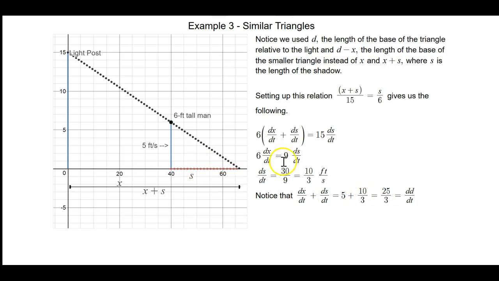But if we do solve this, we find that the shadow's lengthening at a rate of 10/3 feet per second, and his rate of 5 feet per second plus that lengthening shadow's rate of 10/3 feet per second does add up to the rate at which the tip of the shadow is moving from the light.